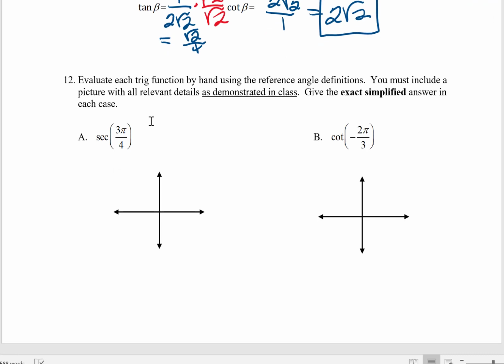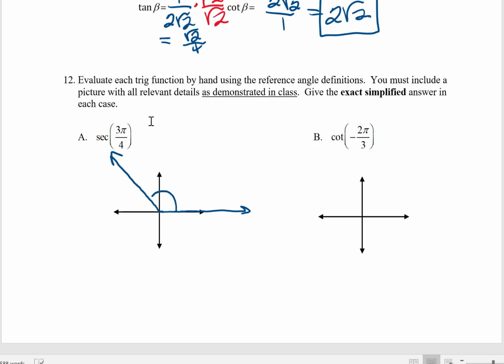In problem number 12, we are given an angle and we want to find a particular trig ratio for that angle. Well, as long as you can draw a quick picture and you're dealing with a 30, 60, 90 or a 45, 45, 90 triangle, you can do this pretty quickly. In part A, my angle is 3 pi over 4. That's a memorized value. That's 135 degrees. So that's right here in the second quadrant.